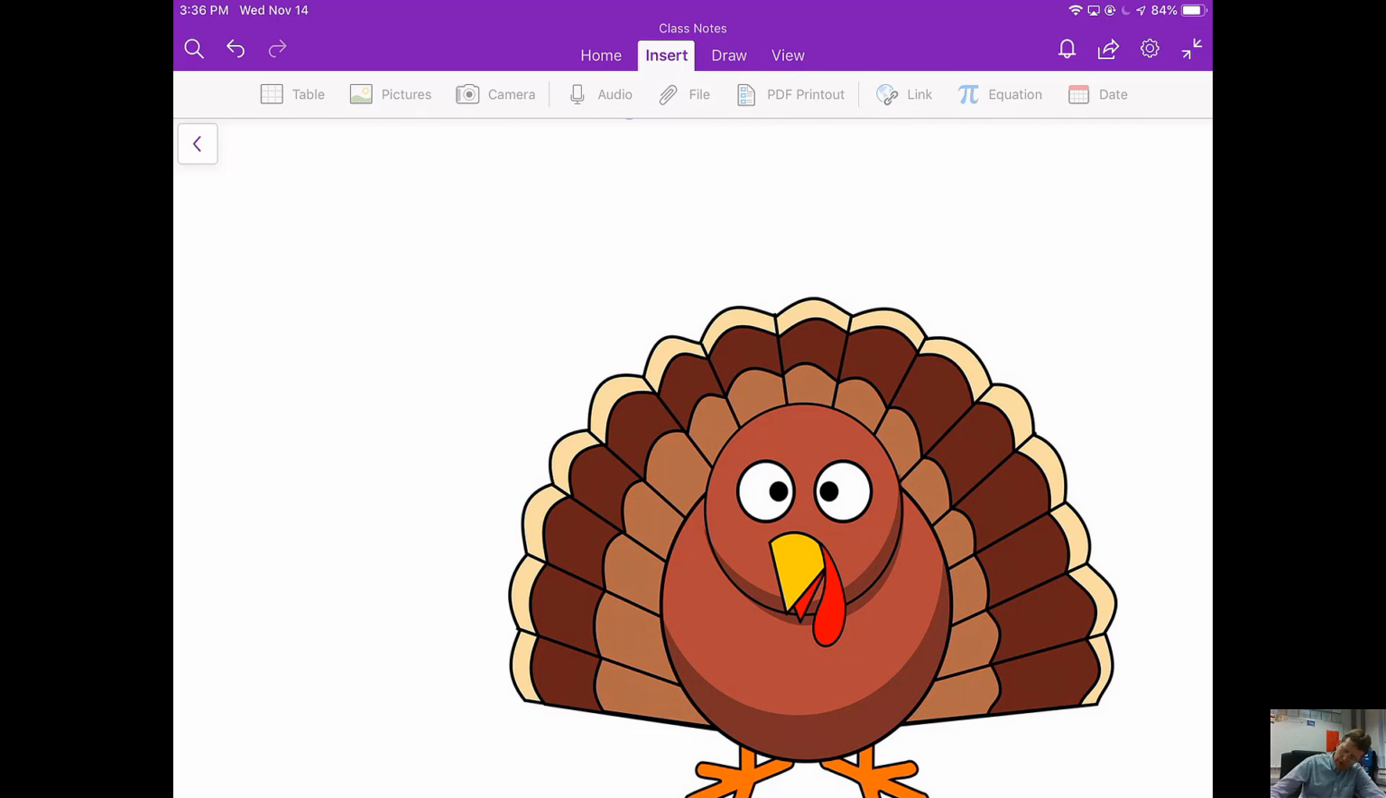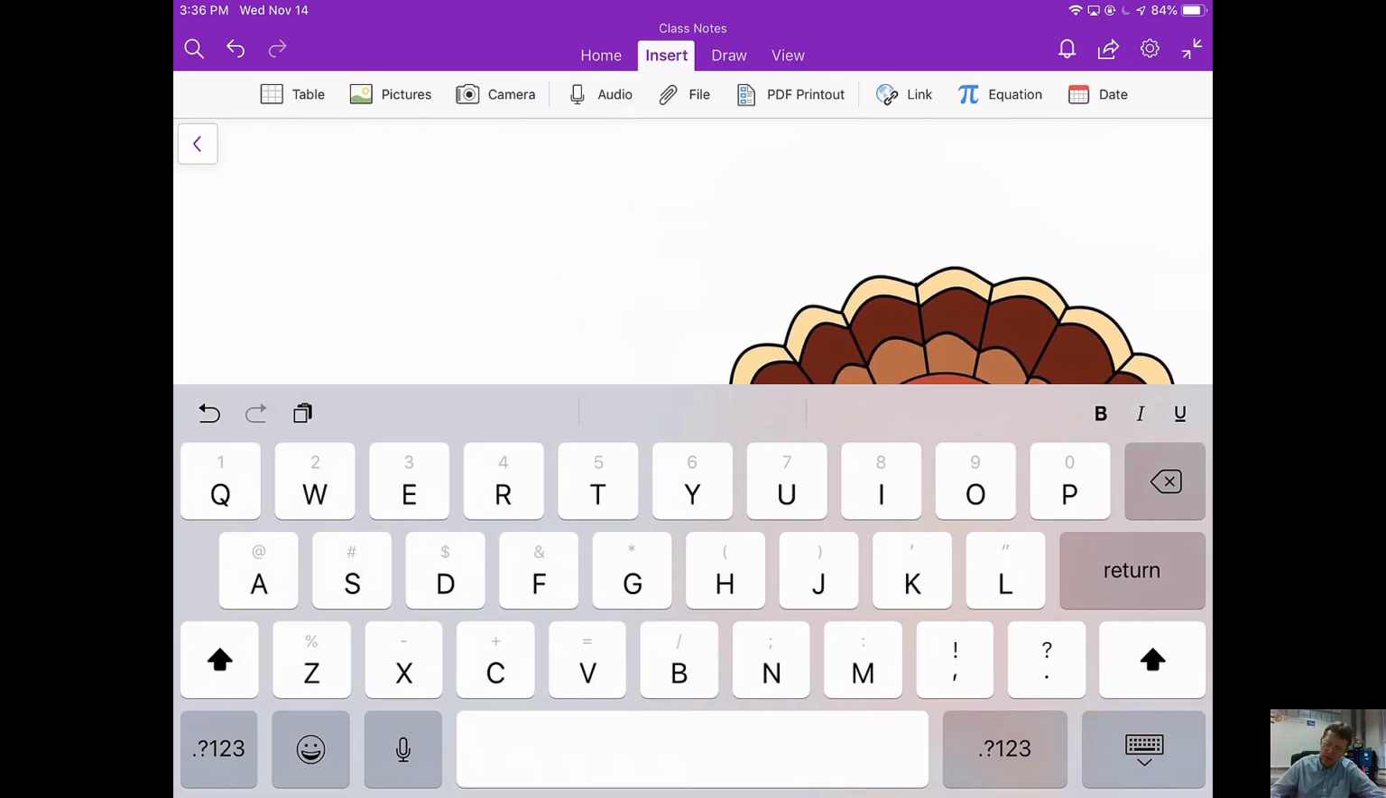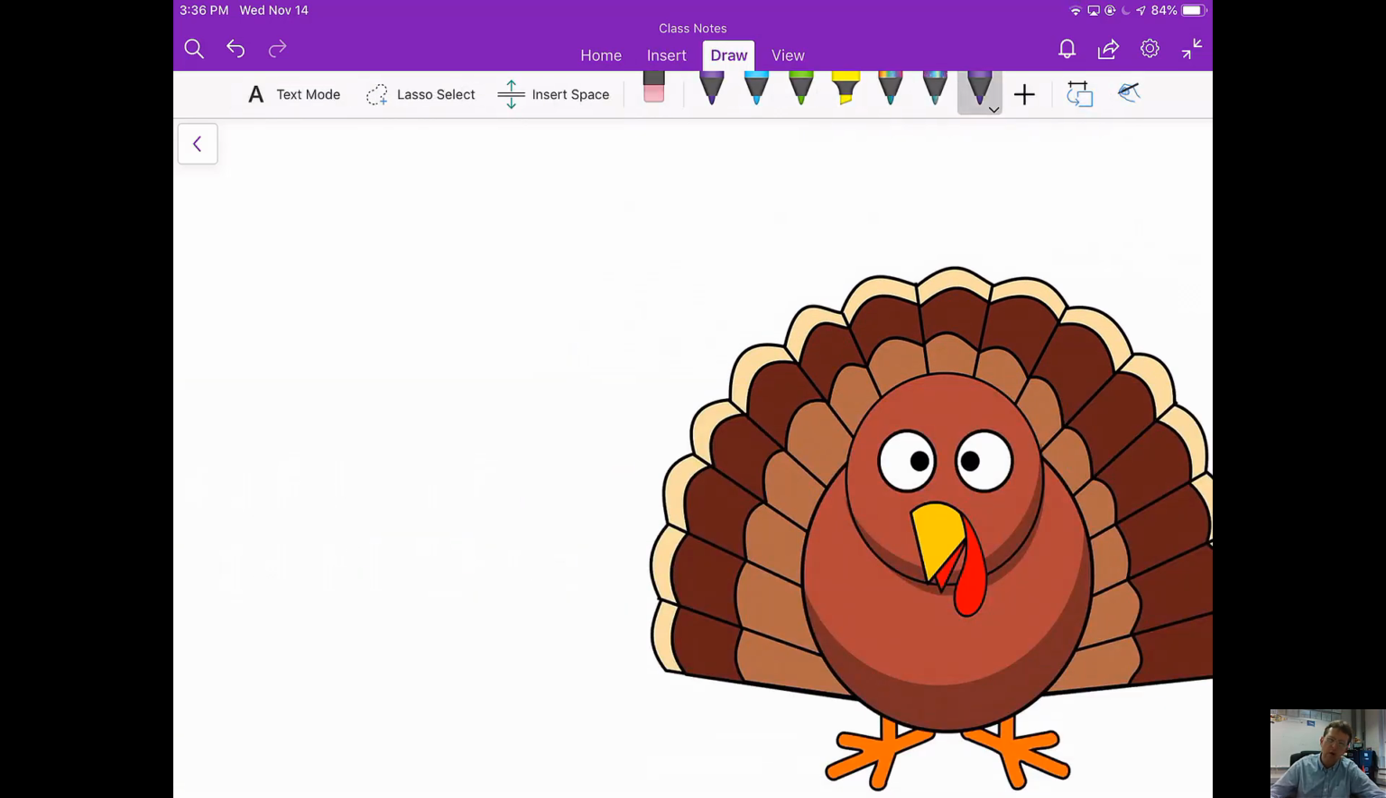So the turkey here is in my way a little bit. Oh, here we can move him around. Oh, wait, how come he moves for me, but he doesn't move for you? Well, that's weird. All right. Anyway, so turkey.